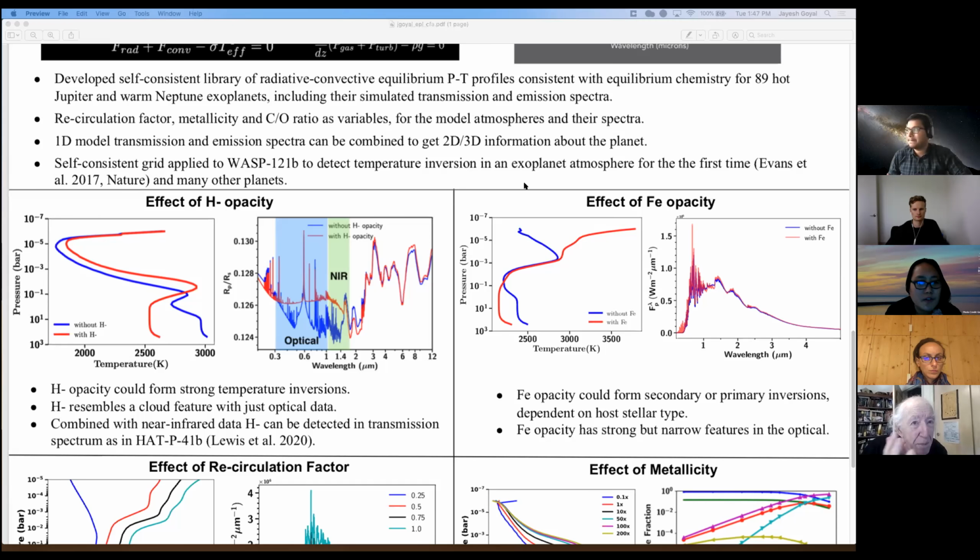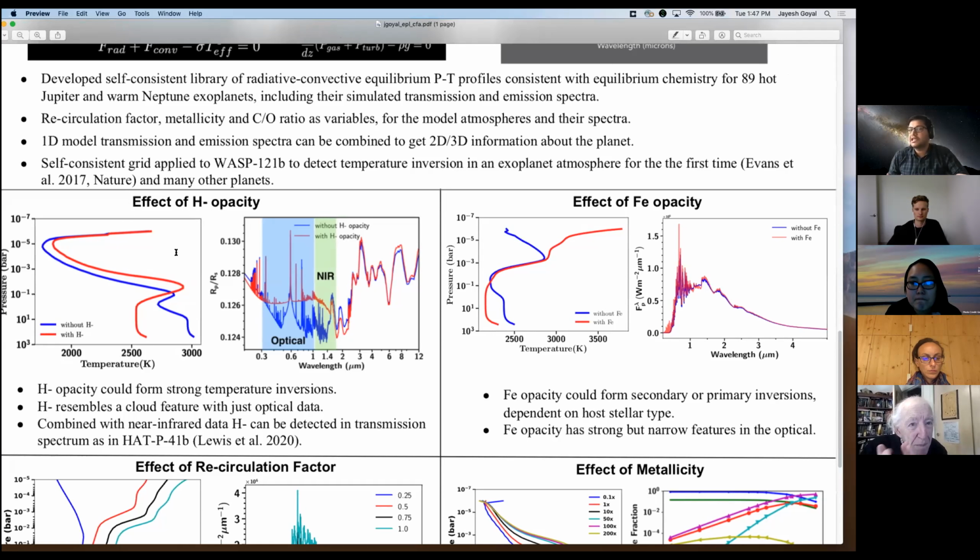Yep, please continue. Yeah. So the next thing that we tested was the effect of ion opacity. Like, how does the ion opacity affect the pressure temperature structure? So what we found is the ion opacity could form secondary inversions. It can't form as strong opacity as H minus opacity, and the reason is ion has very strong features in the optical, almost in the UV, around 0.3 to 0.4 micron. So ion does not have that strong opacity to form inversions for a planet like WASP-121.